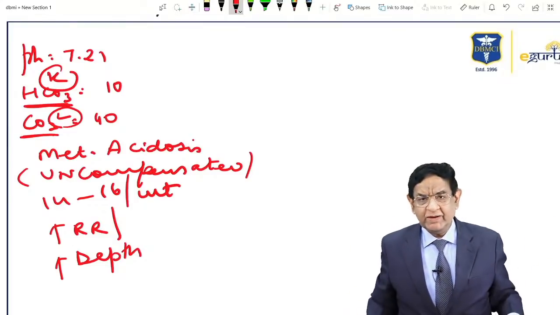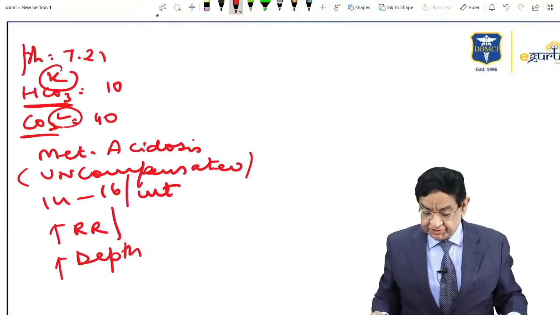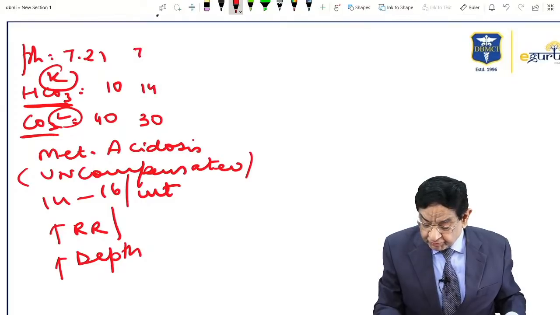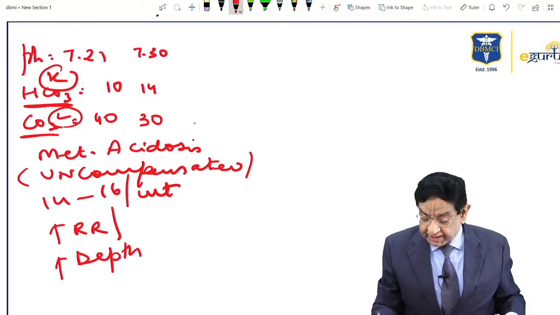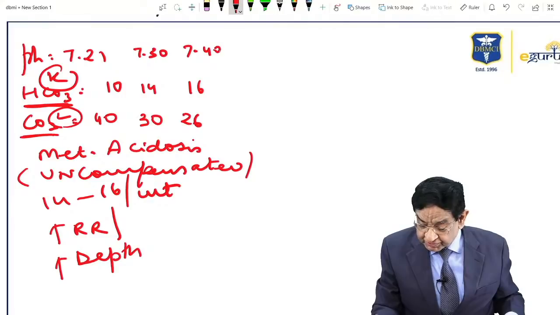Why is the kidney doing it? The kidney is trying to wash out CO2. After some time, the CO2 becomes 30, bicarb 14 and 7.30. And finally, it becomes 26, 16 and 7.40.